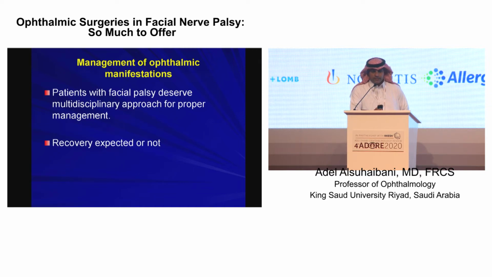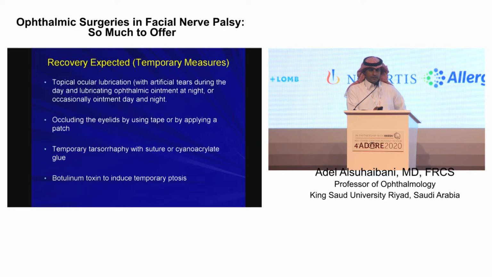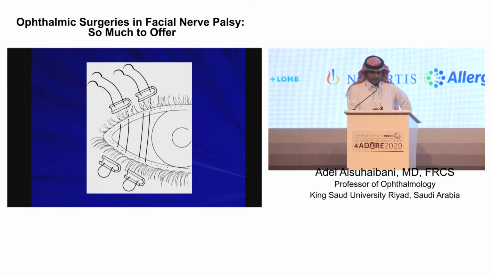So how do you manage these patients? Usually, a patient with facial nerve palsy needs to be managed with multi-specialty involvement, including ENT, neurologist, and depending on the patient's symptoms, you may even need to involve psychologists whenever needed. The ophthalmic management depends on whether recovery is expected or not, based on the cause of the facial palsy. If you expect a recovery for these patients, you use a temporizing measure. That can be topical lubrication, patching of the eye. Sometimes you do temporal tarsorrhaphy, and you can also use botulinum toxin for temporary closure of the eye till the patient recovers.